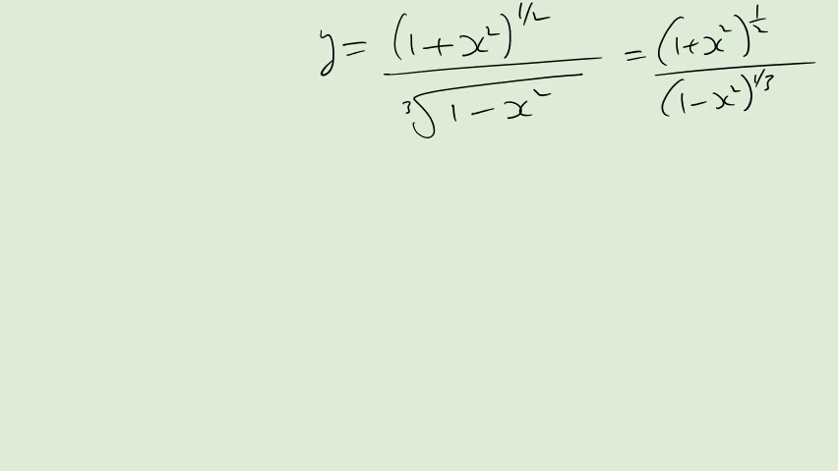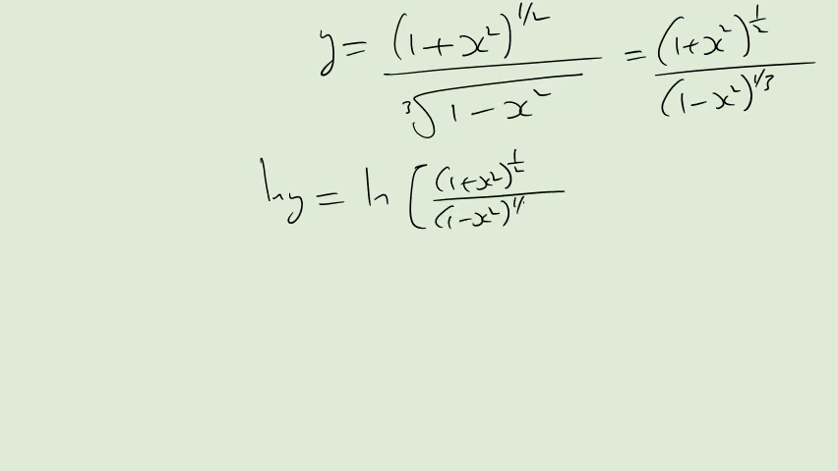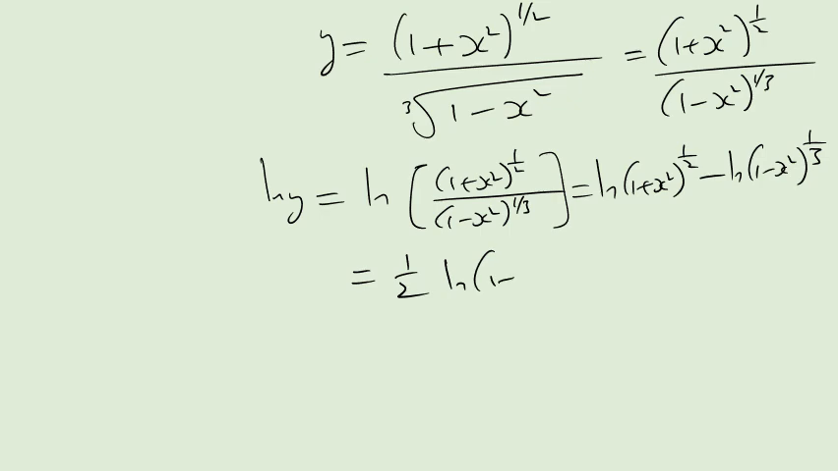Chain rule would be cool. It would be pretty straightforward, but let's just try the power of logarithmic differentiation. Remember my square bracket over there, 1 plus x squared to the power half over 1 minus x squared to the power 1/3. And we can write this as ln of 1 plus x squared to the power half minus ln of 1 minus x squared to the power 1/3. And we can see the beauty of that. That becomes a half ln of 1 plus x squared minus a third ln of 1 minus x squared.